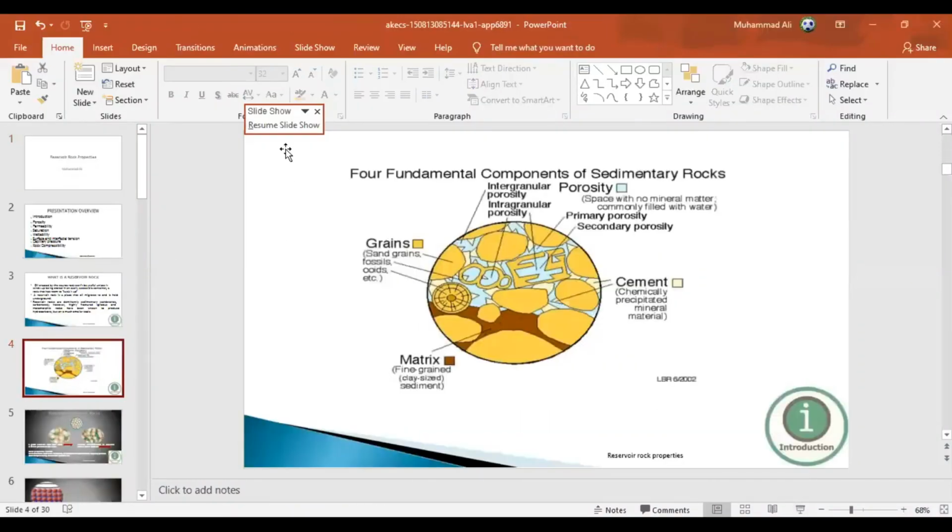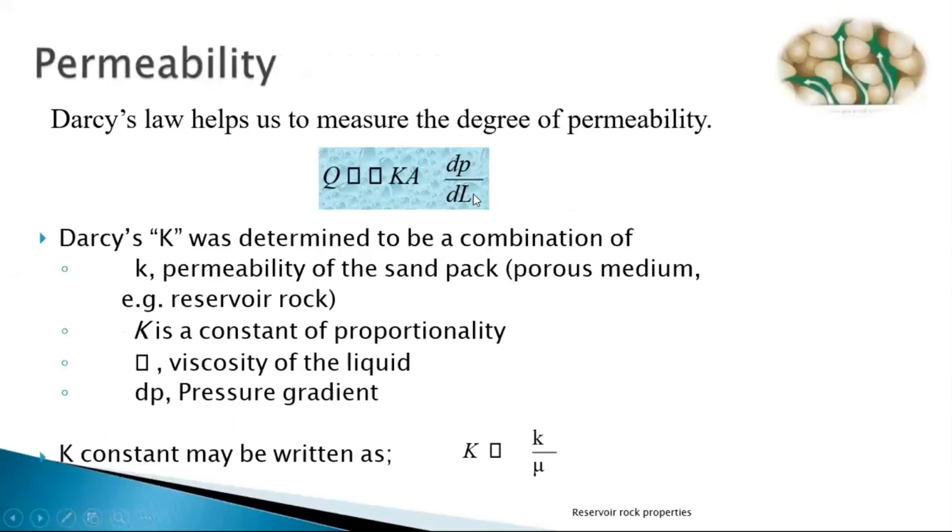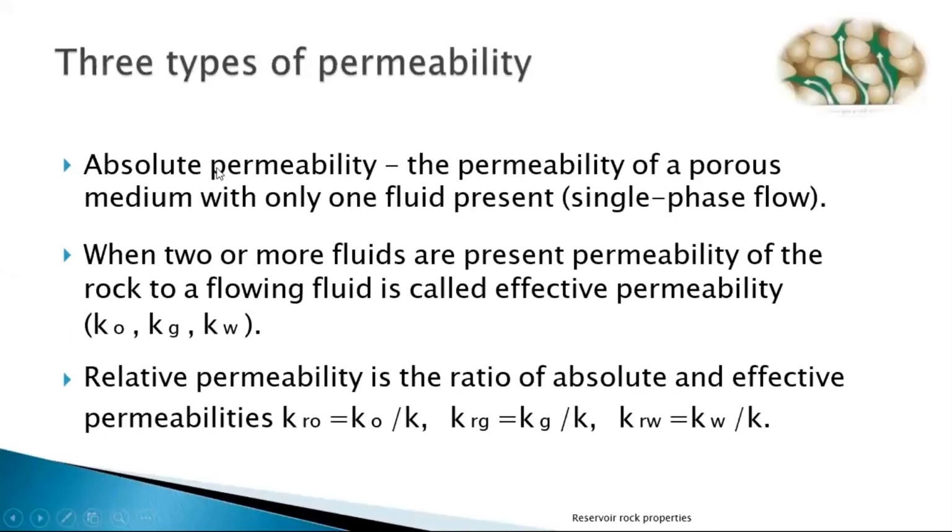I could get back to my lecture. So as I said, we have three kinds: absolute, effective, and relative. Now in definition, written words, how they define it. When two or more fluids are present, the permeability of the rock flowing is called the effective permeability. The symbols are KO, KG, and KW. And absolute, as I say, is when the rock has only one fluid and all the permeability belongs to just one phase.